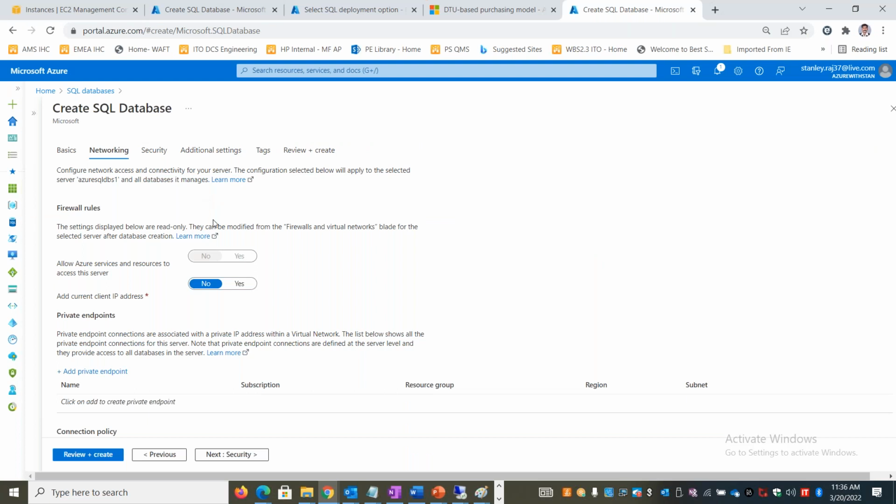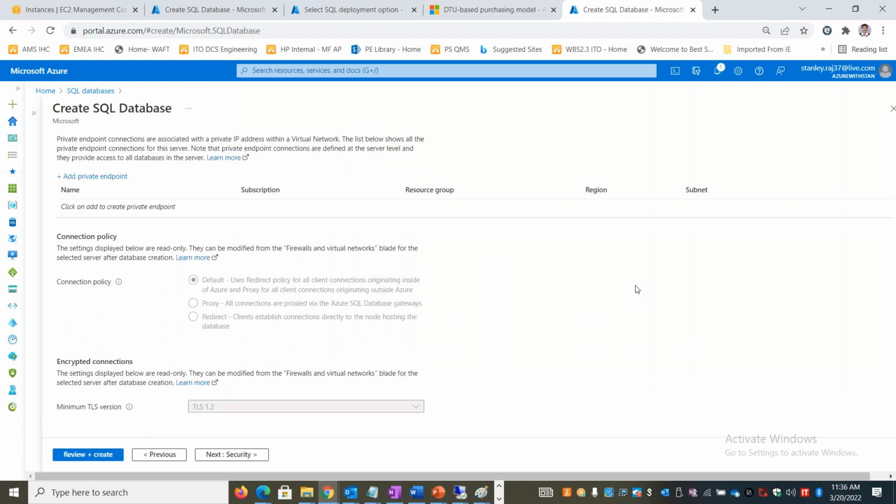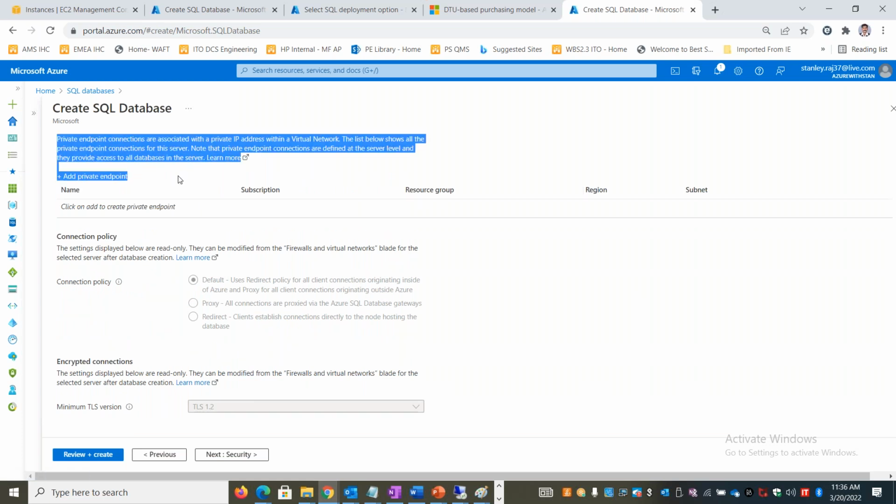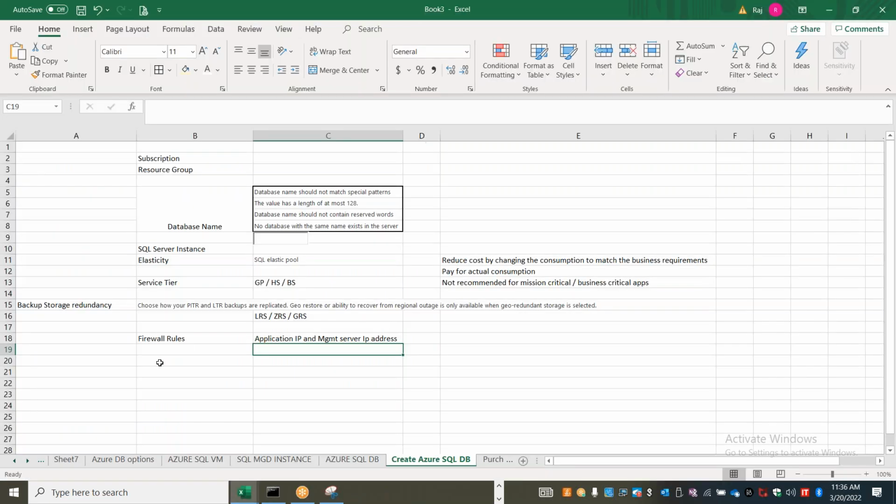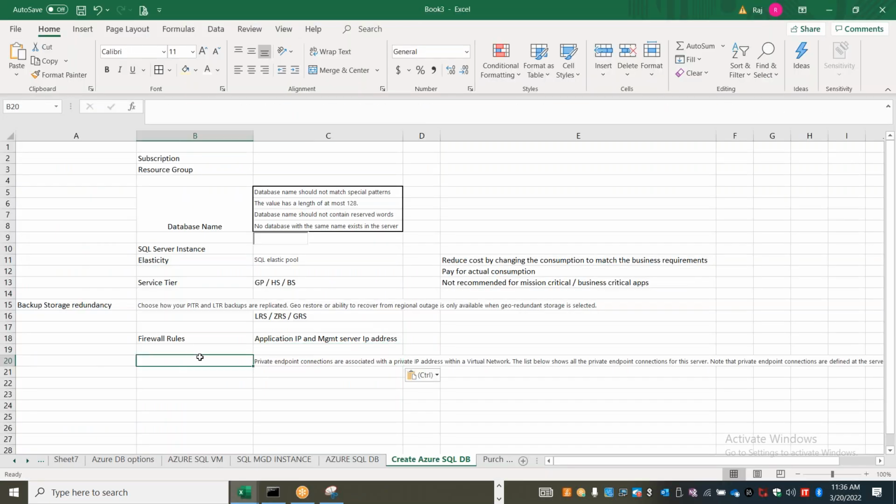So under the firewall rules, yesterday we added my local IP, as well as the IP address of the system where I have SQL Server Management Studio installed, right? I can just add the current client IP address, which is my IP address. It will automatically add it to the firewall rule, and it will help you to access it. And if you want to only manage the database, and if you want to connect the application only within the Azure platform, always make sure you are enabling the private endpoint.